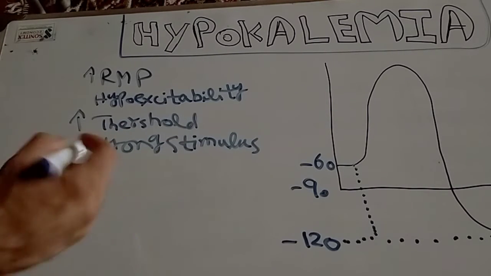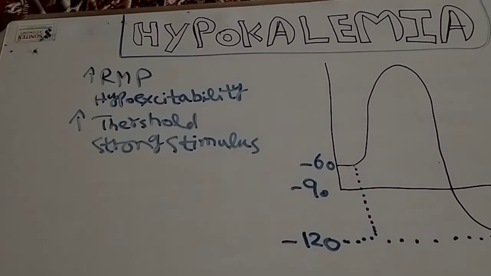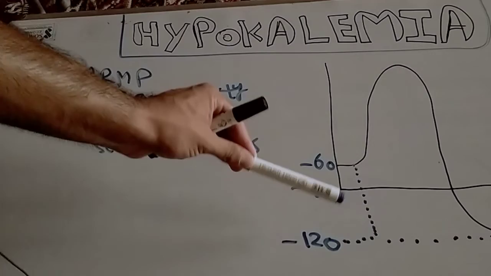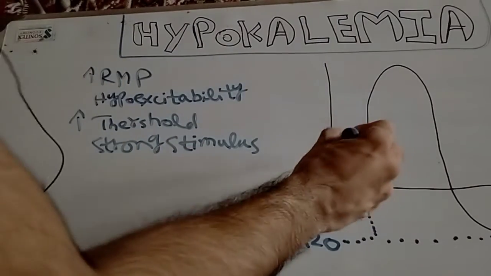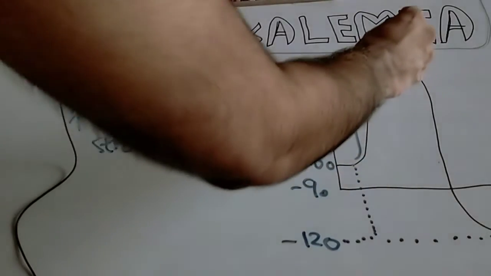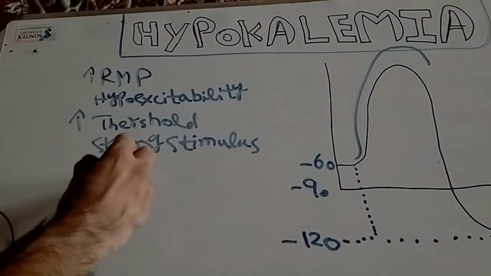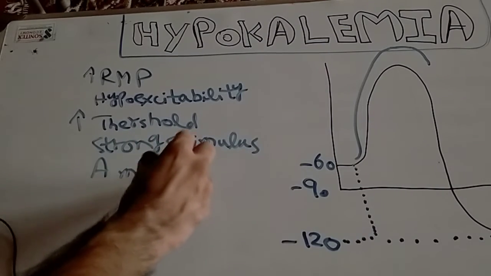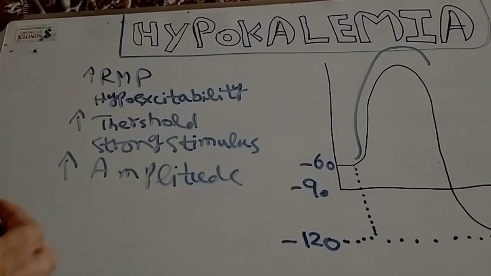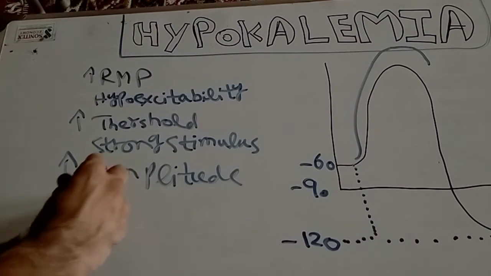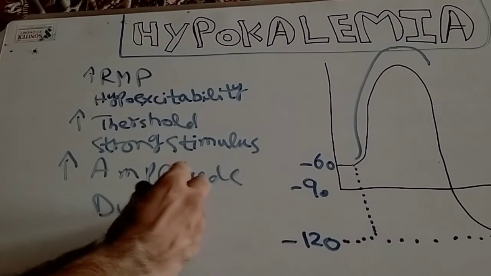Furthermore, now I would like to tell you about the amplitude. Now we have discussed here that a strong stimulus is required in order to reach this threshold. So due to the strong stimulus, the amplitude would also be greater. So we will write here that amplitude would be greater. Now talking about the duration, it would be very much less.